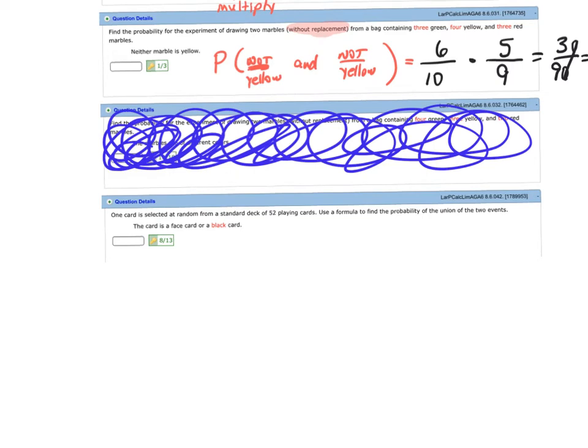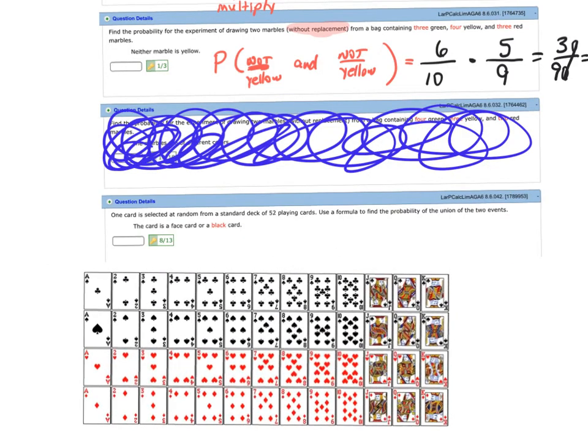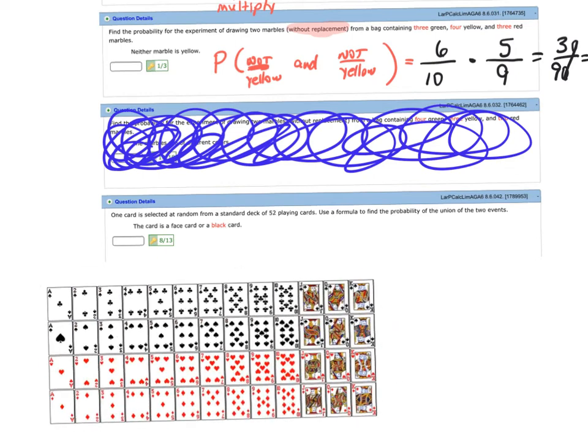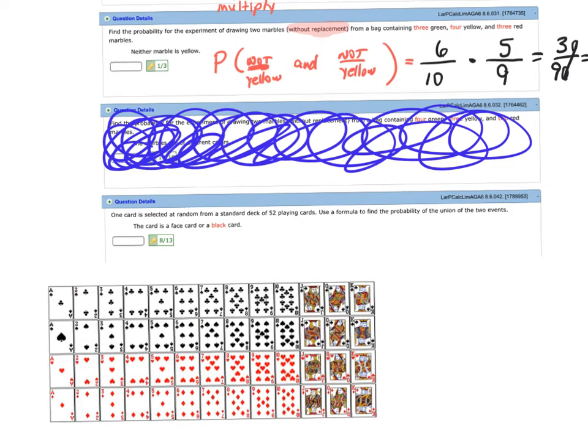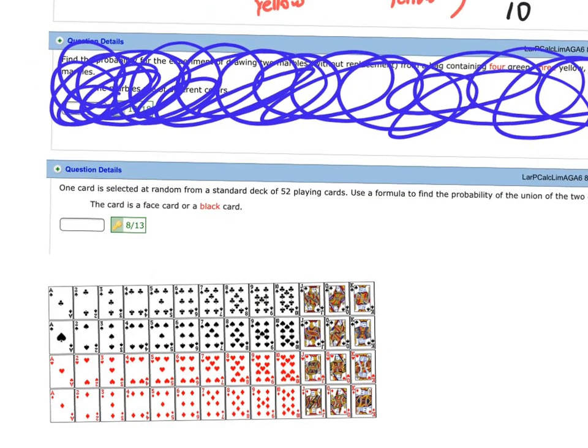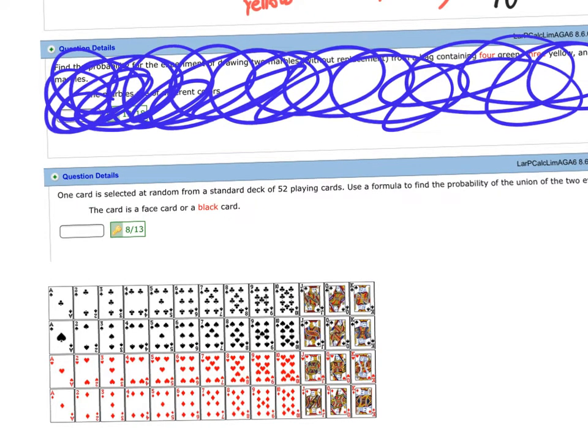Where'd my deck of cards go? Right there. I think a lot of us are very visual, and I think this is a really good thing to do, especially if you're not familiar with the deck of cards. So this question is saying, let's write out what it's saying: the probability that the card is a face card or a black card. Everybody agree with me?